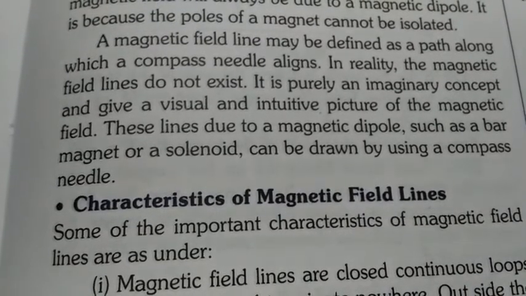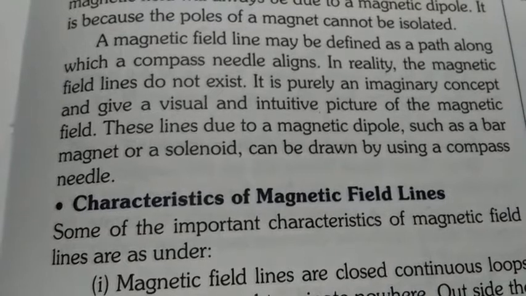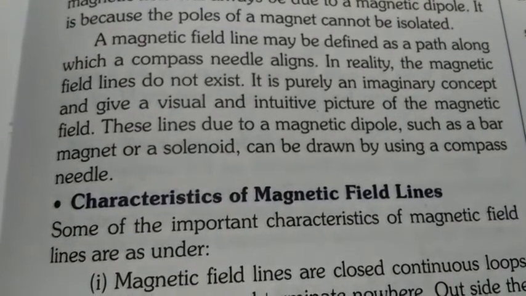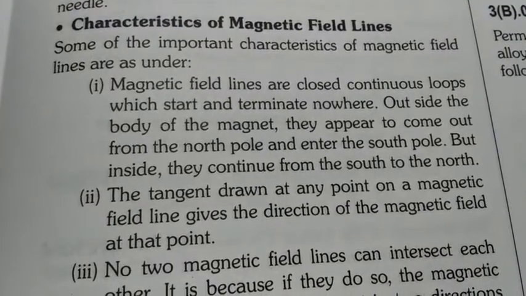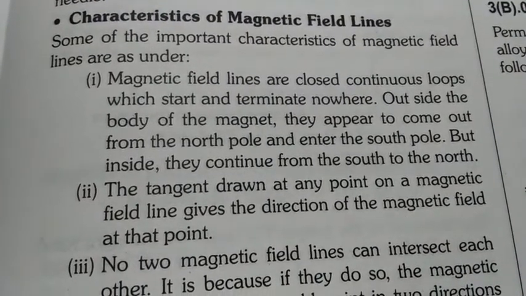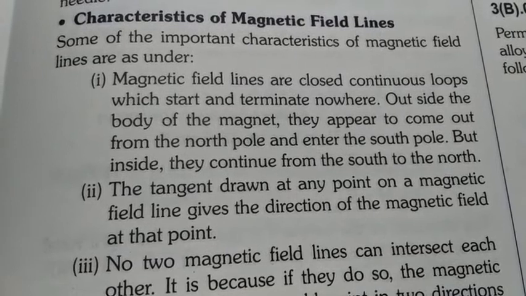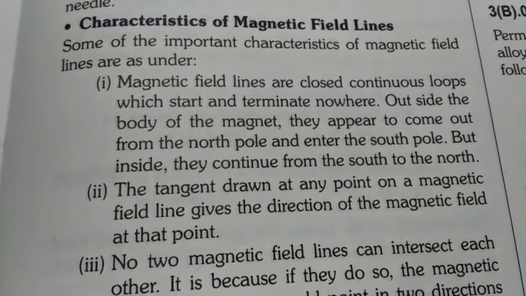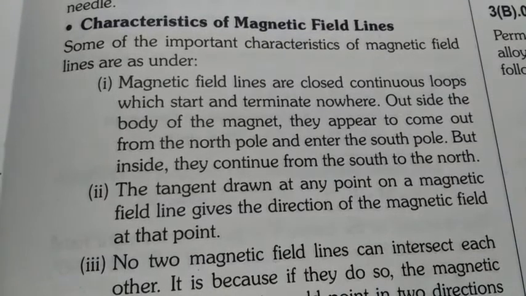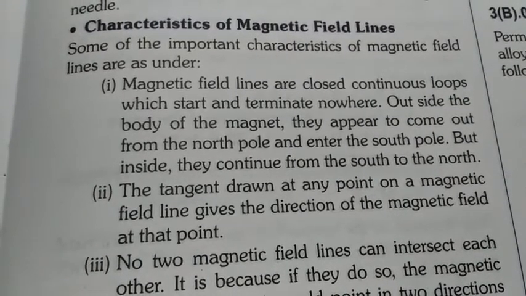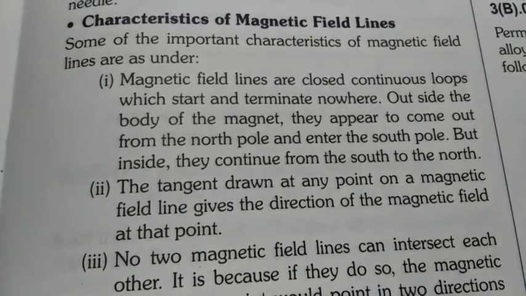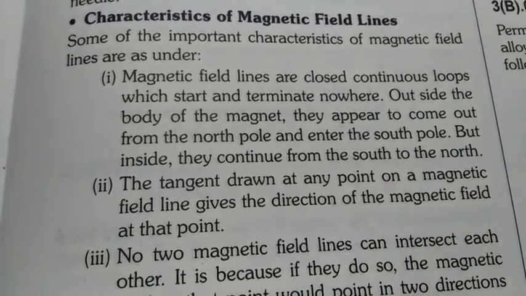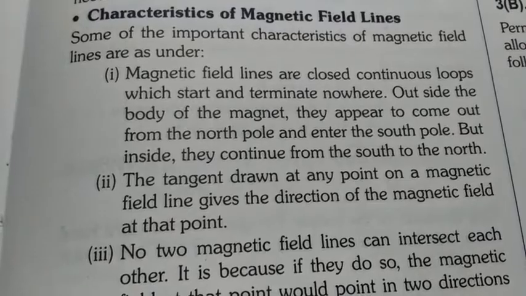These lines due to a magnetic dipole such as a bar magnet or a solenoid can be drawn by using a compass needle. Now let's discuss some of their important properties, which you have already discussed in class 10th as well. So first one is: magnetic field lines are closed continuous loops which start and terminate. Now here, outside the body of the magnet, they appear to come out from the north pole and enter the south pole, but inside they continue from the south to the north.